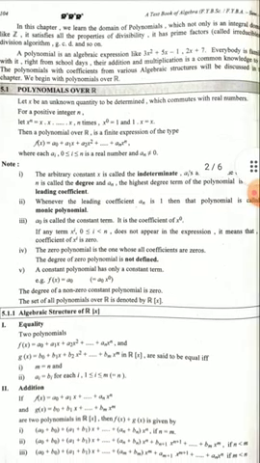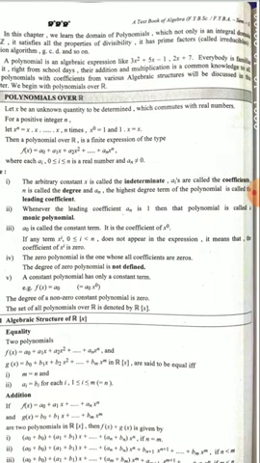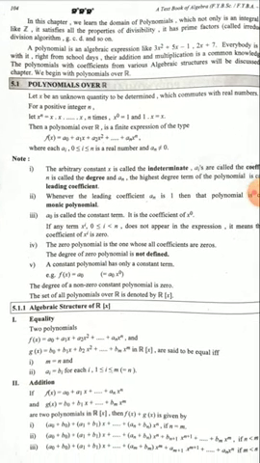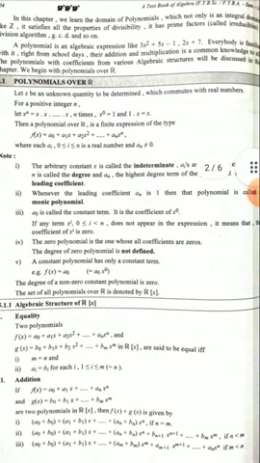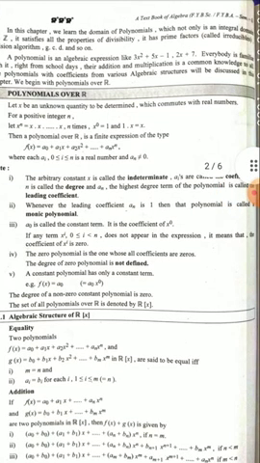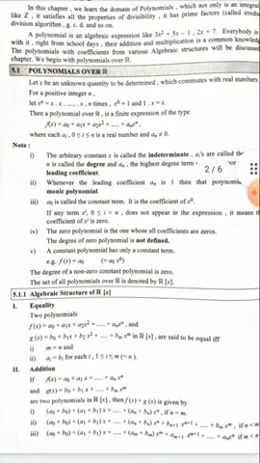A polynomial is an algebraic expression like 3x square plus 5x minus 1, 2x plus 7. Everybody is familiar with it. Right from school days, their addition and multiplication is common knowledge to all. The polynomials with coefficients from various algebraic structures will be discussed in this chapter. We begin with the polynomials over R.